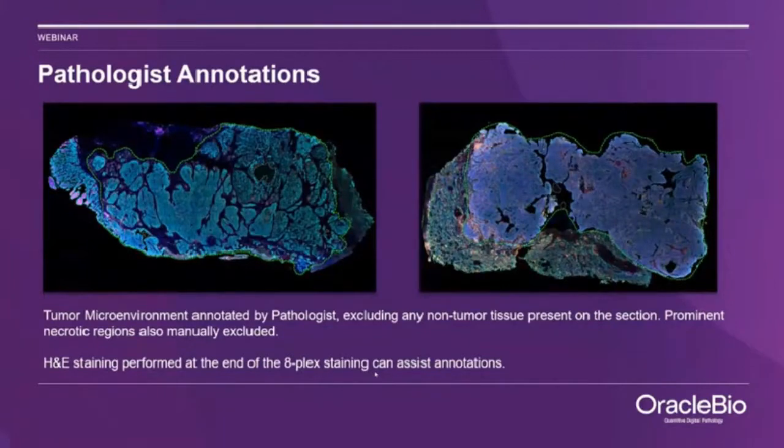So if we move on now to the pathologist annotation stage after image QC, the tumor microenvironment is annotated by a pathologist to exclude any non-tumor tissue present on the section, and prominent necrotic regions are also manually excluded. I know also that after the 2 rounds of fluorescence staining and imaging, UltraView can also create an H&E section from the same sample and add that to the image, and that can also be used to assist annotations.